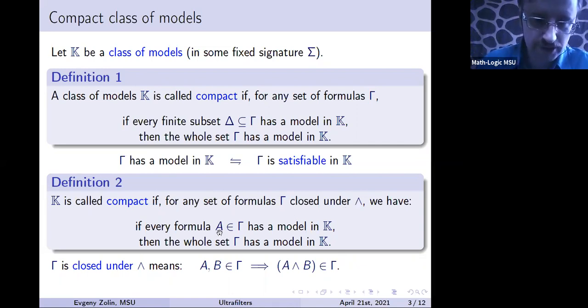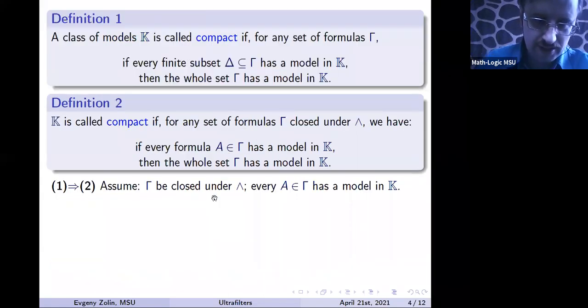So then the definition says, for any set of formulas gamma that is closed under conjunction, if every formula is satisfiable in K, then the whole set gamma is satisfiable in K. So we don't need finite subsets. We only need one formula here, which is more convenient in the proofs. So these are two definitions, and just an easy argument shows that they are equivalent.